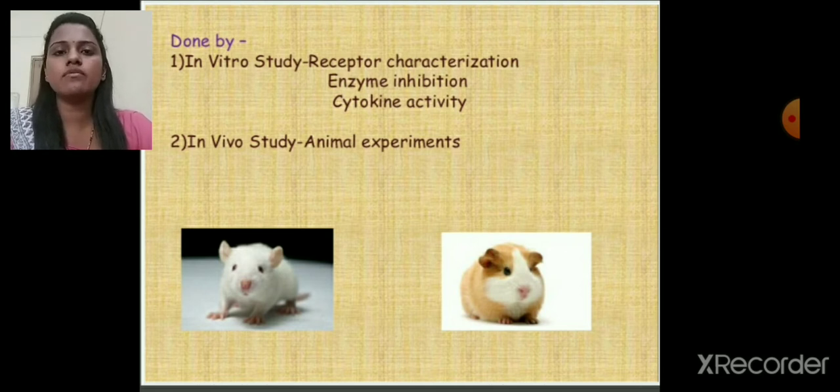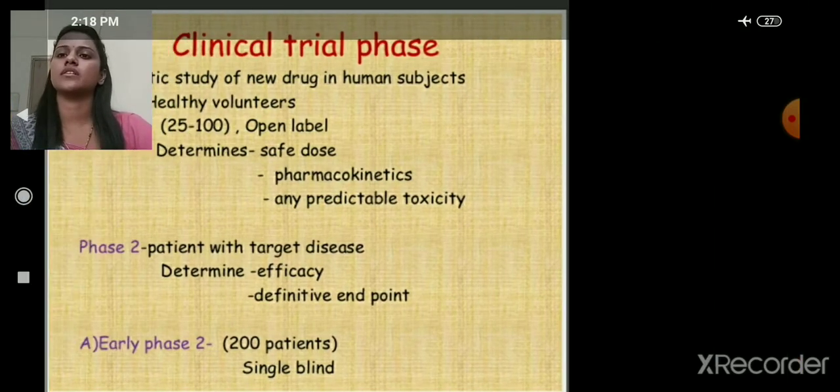Then an in vivo study means these experiments are done on the intact animal, meaning the drug is injected into the animal, and it goes through the whole process of absorption, distribution, and metabolism in that animal, and the drug effect is shown by the animal. So when a study is done on the intact animal, it is called an in vivo study.